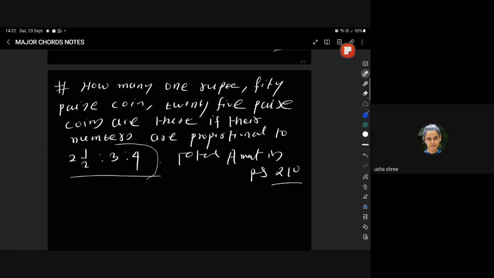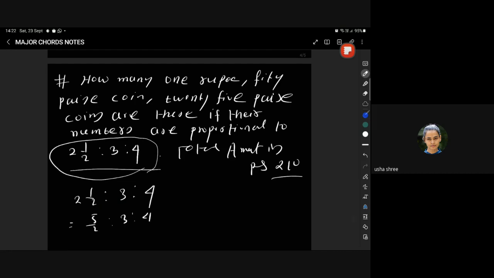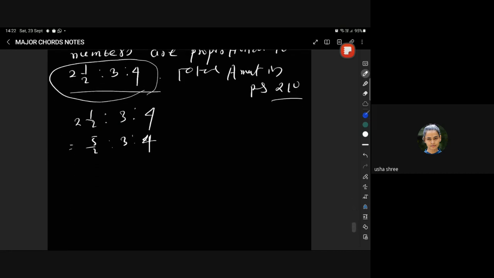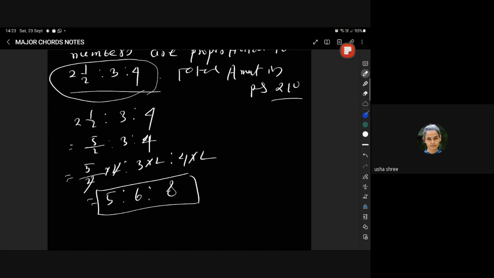First you have to convert this ratio, which is a fraction ratio, into a ratio of whole numbers. So this is basically 5/2 is to 3 is to 4, right? To make it whole numbers, since this is a fraction with a denominator and numerator, you can multiply each one by 2. So the 2 will get cancelled. It is 5 is to 6 is to 8. So this is basically the ratio of the coins.